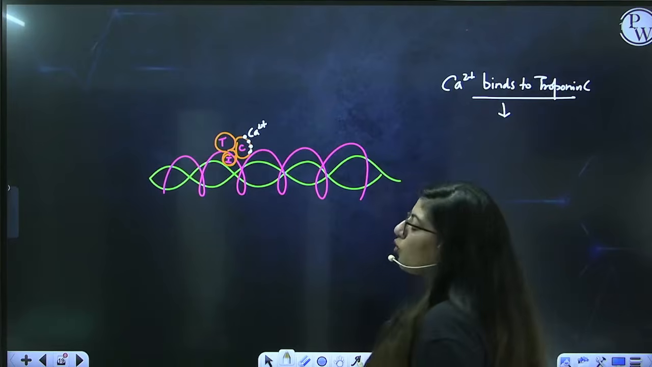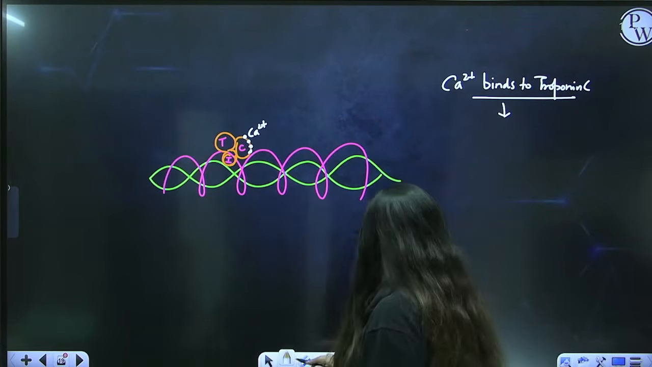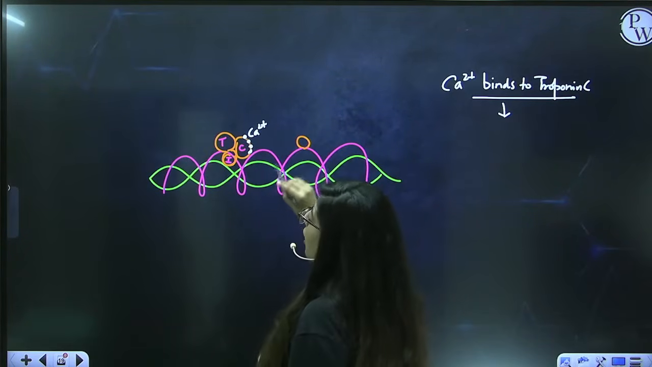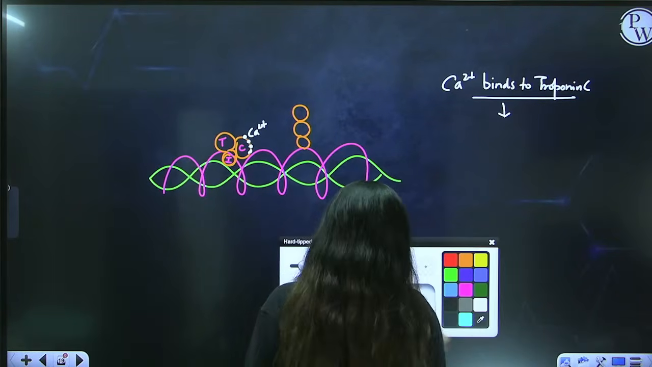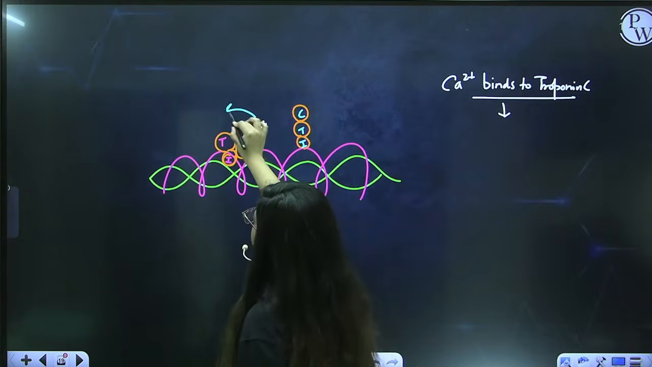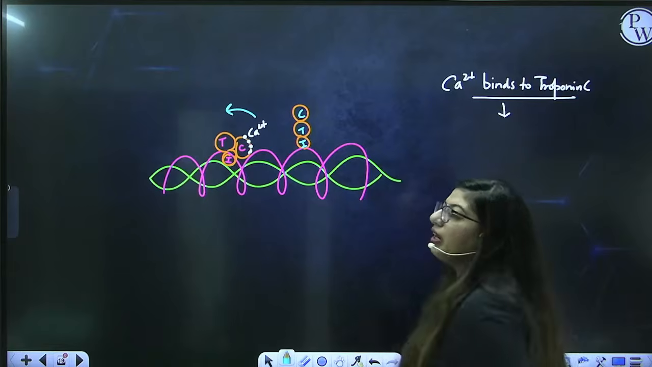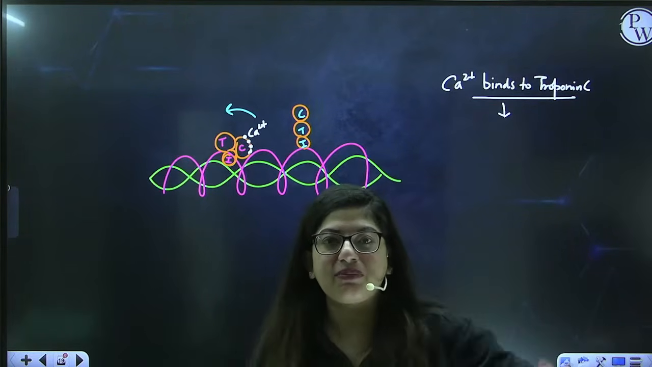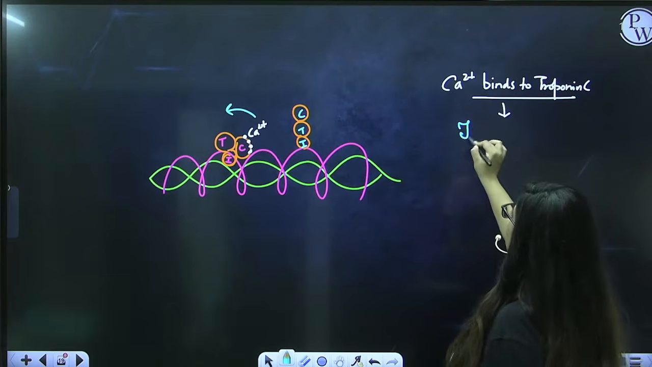Once they bind, troponin C's conformation will change, and it will start moving all these components, and they will come into position like this. Like this is troponin I, T and C. It will move all the components in this direction, and hence they will straighten up. And you can see here the myosin binding site is completely free. So when the calcium ion binds to troponin C, the conformation changes.